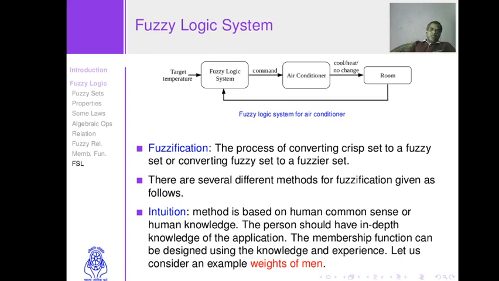So whether a particular crisp value, suppose 25 degrees C, is low or high or normal is decided according to our own common sense or our own knowledge. This is a simple example, but for complex applications, if we are designing a fuzzifier based on our own intelligence, our own intuition, then we must have in-depth knowledge of that application, so that we can generate the proper fuzzy values against the crisp values.